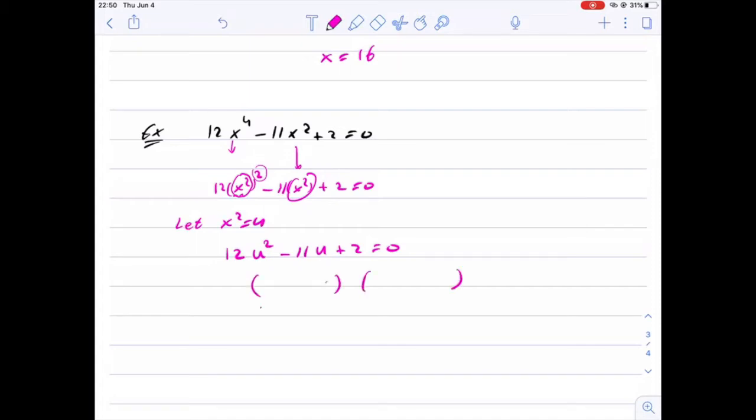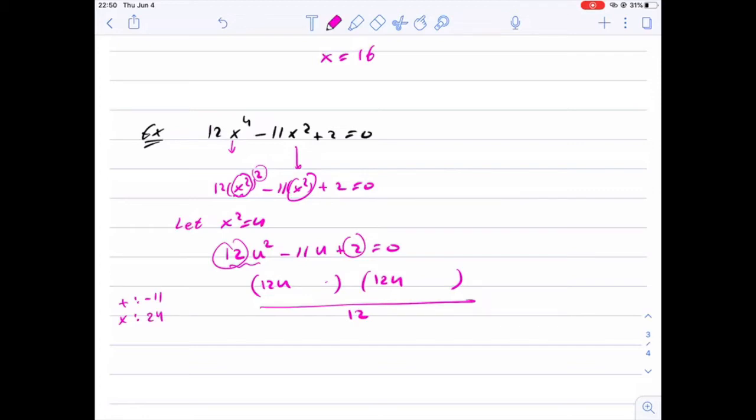Now we got a quadratic equation, and we know how to solve this type of equation. As we learned from the previous video, we can use any method that we are familiar with. And the method that we used last time is the following. We have 12u squared, so we write 12u over 12. And then we find two numbers where the sum is negative 11. The product is a times c. A is 12, c is 2, which is 24.